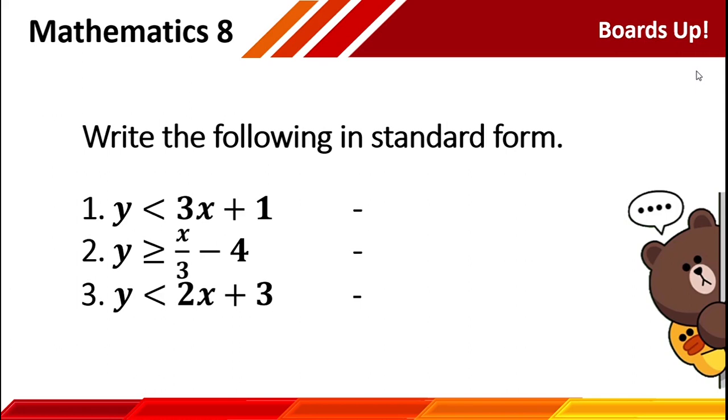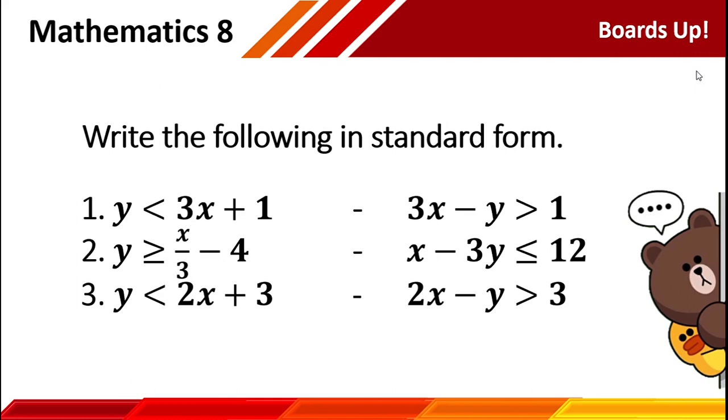Alright, so for number 1, the standard form is 3x minus y is greater than 1. For number 2, x minus 3y is less than or equal to 12. And for number 3, 2x minus y is greater than 3.